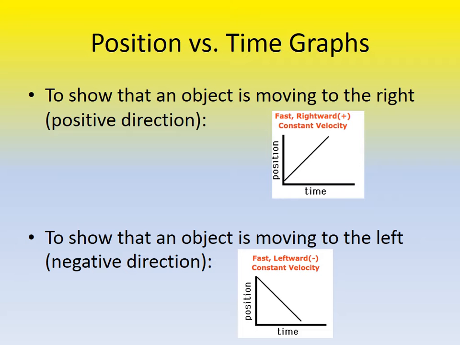To show that an object is moving to the right in a positive direction, we have a positive slope. That one's going to the right because it has a positive slope. To show that an object is moving left with a negative velocity, we've got to have a negative slope.